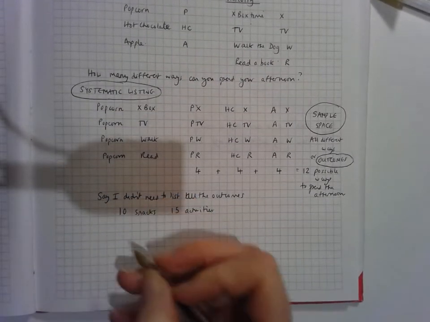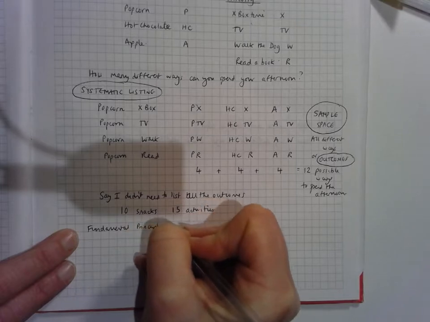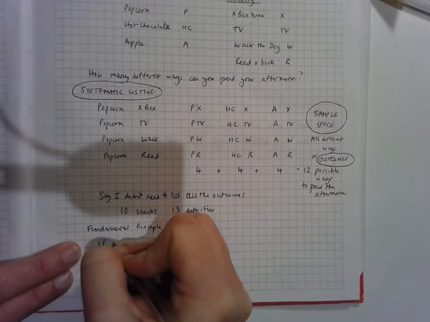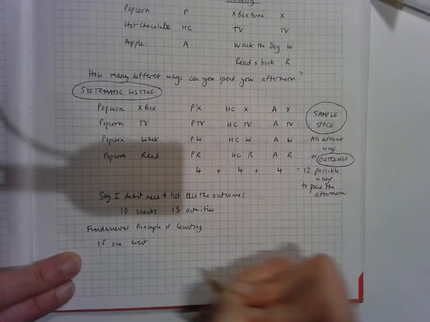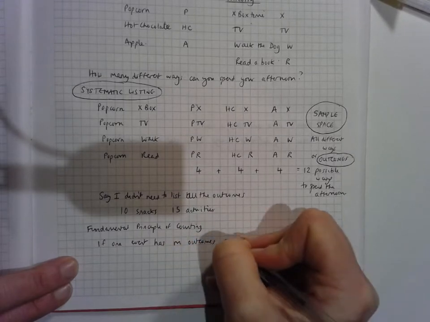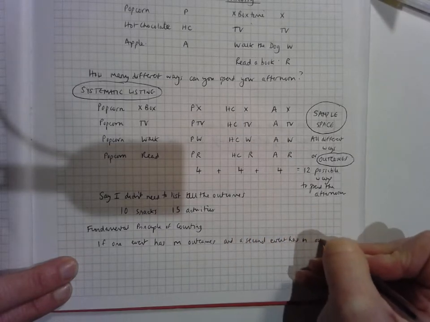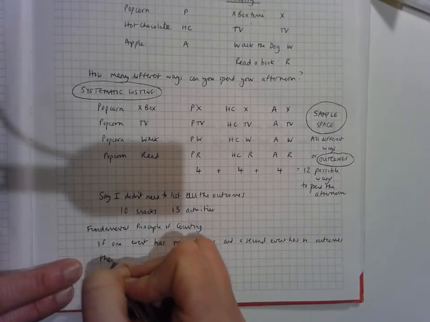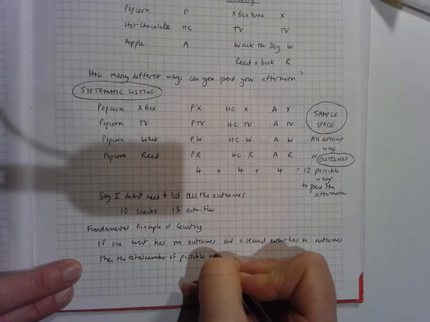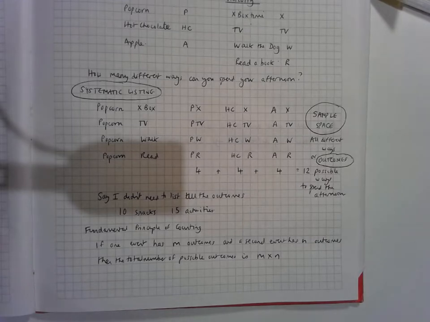And what the fundamental principle of counting says, I'm going to write it here. It says this: if one event or activity has M outcomes, and a second event has N outcomes, then the total number of possible outcomes is M times N.